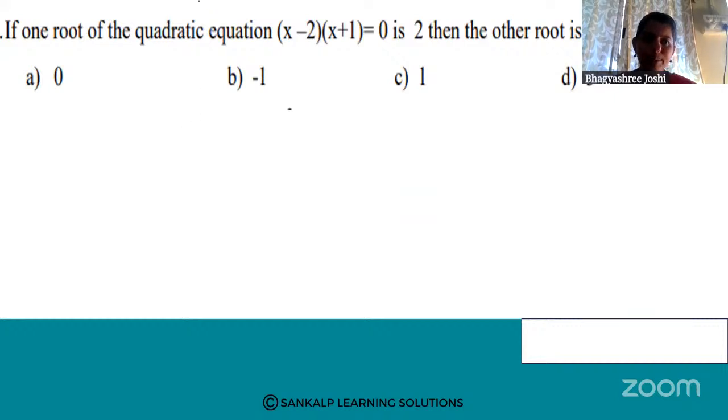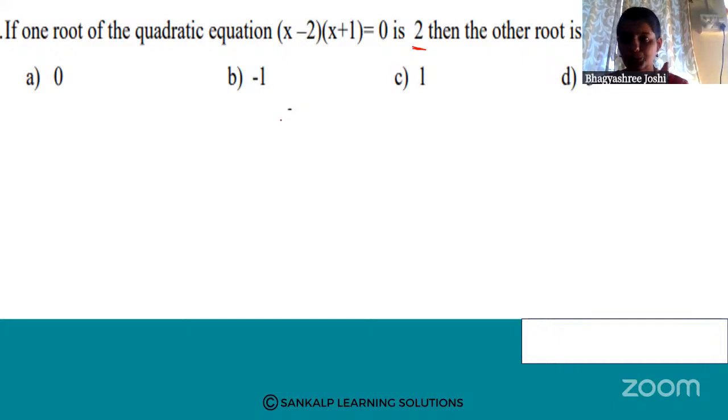Next. If one root of the quadratic equation is 2, then the other root? So they have given the quadratic equation in which one root is 2, and they have asked us to find the other root. How many roots do we find in a quadratic equation? A quadratic equation has 2 roots, maximum 2. So x minus 2 into x plus 1 is equal to 0. One minute.